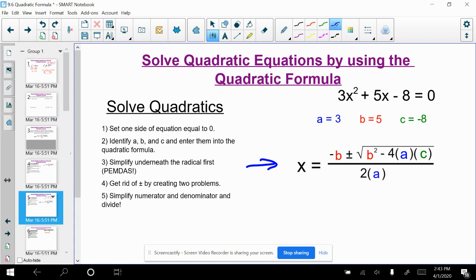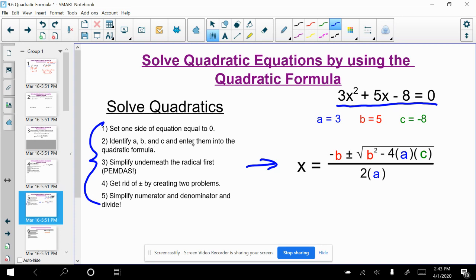And so I've got some steps over here. Step 1 says to set one side of the equation equal to 0. And so here's our quadratic equation. One side is already set equal to 0. If this had a number over here, you'd have to move it to this side because in order for the quadratic equation to work, one side has to be 0. Step 2 says to identify the a, the b, and the c term. The a term is 3 because that's what's in front of x squared. The b term is 5 because that's in front of x. And the c term is negative 8 because that's the thing by itself.